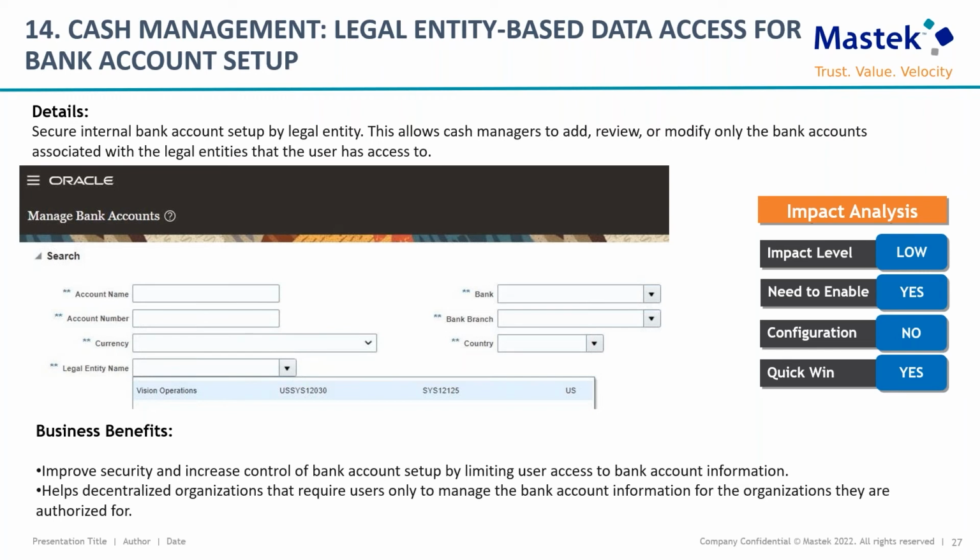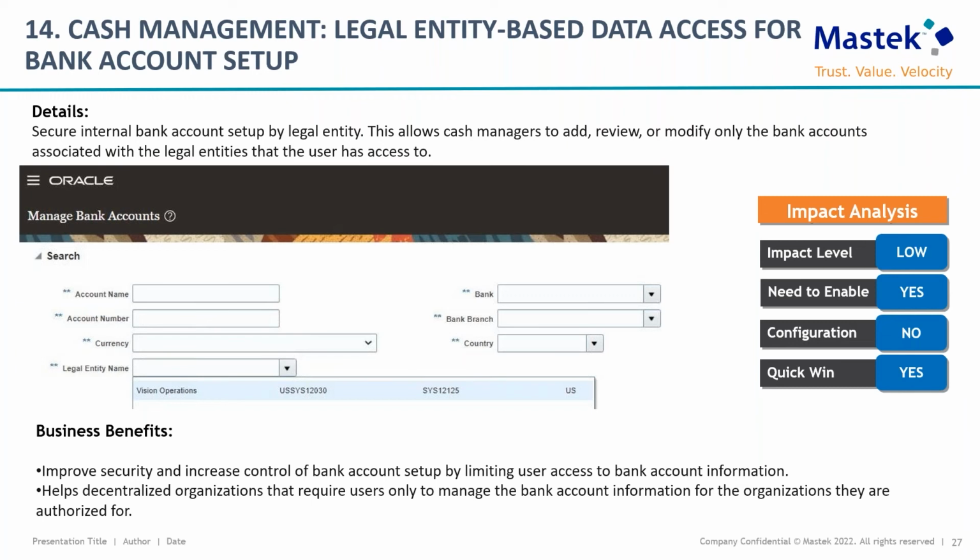Next up, we have cash management, where we have legal entity based data access for bank account setup. This is for internal bank accounts. Till now, cash managers used to have access to all the internal bank accounts. But with this 22D upgrade, the access to internal bank accounts can be restricted by the legal entity. So this specific enhancement would result in better governance and control from the organization's internal team.